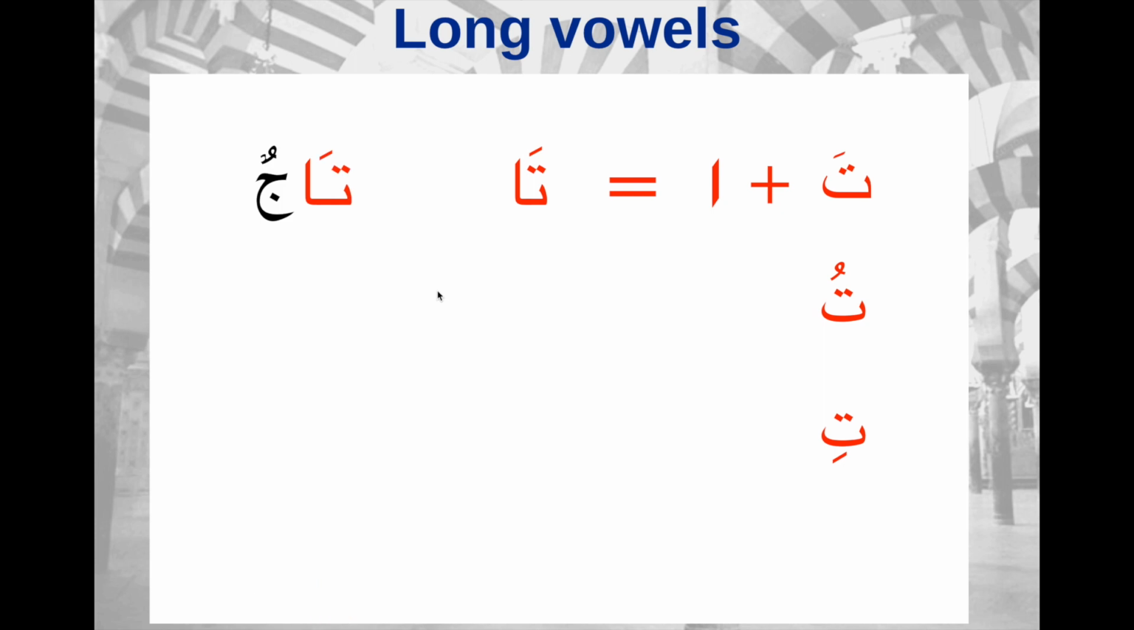Having said that, let's see the three long vowels in Arabic. So the first one, we have already seen that it's the alif. When we add it to the fatha in the letter Ta, it produces the sound Ta, like in the word Tajun.